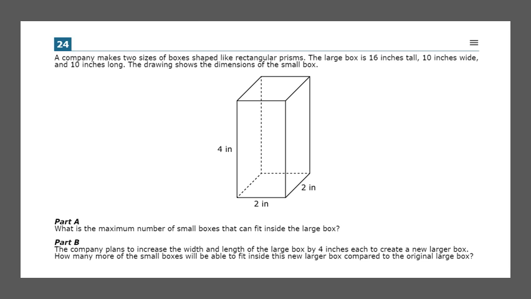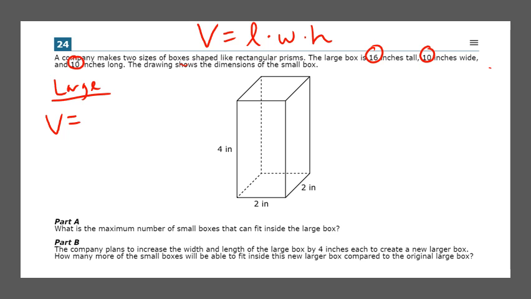So here's our work. What we need for sure is our volume equation, which is just length times width times height. Now we need to figure out what the volume of the small box and the large box is to figure out how many of the little guys fit into the big guys. So let's start with the large box. The large box's volume is found just by multiplying the three numbers that they give us in the top section here. So I see that the large box is 16 inches by 10 inches by 10 inches. Now once I multiply this out, I have to make sure that I keep this separate from the small box volume. So when I multiply this out, I get 1,600 as my volume for the large box.